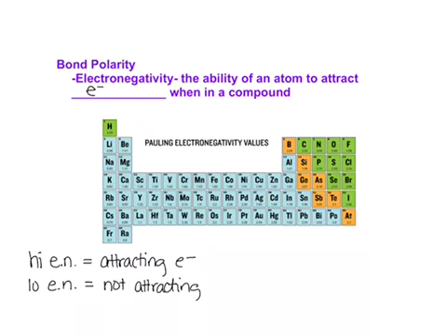So when we look at this chart, the numbers now are telling you that element's electronegativity. So fluorine is the most electronegative element with 3.98, and so it is most likely to attract the electrons versus like lithium, whose electronegativity is only 0.98, so it's likely to not have the electrons.